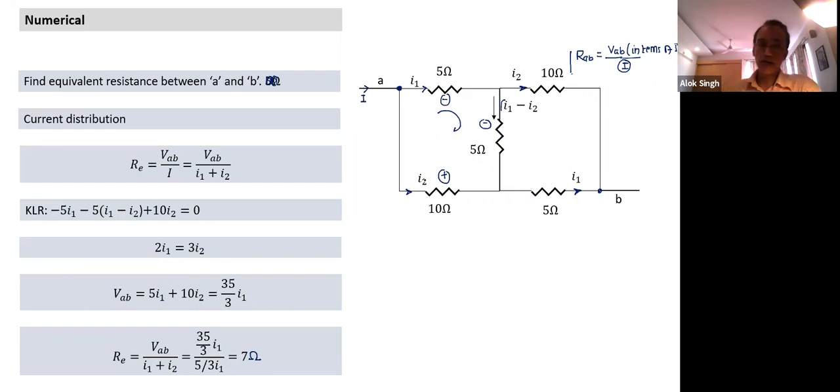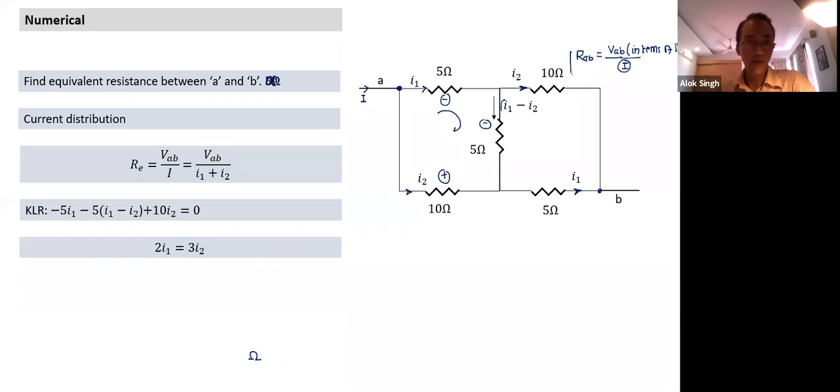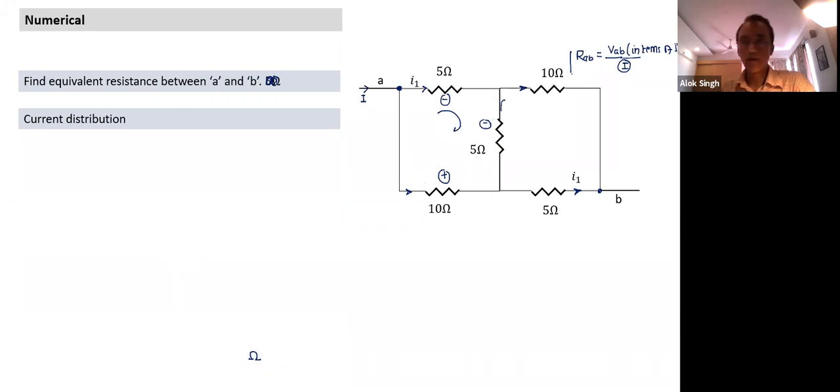Just all of you look at this. Let me repeat the whole thing once. How did we start? We have to find the resistance between A and B. The first thing we have done is current distribution. Okay, let me write it down.